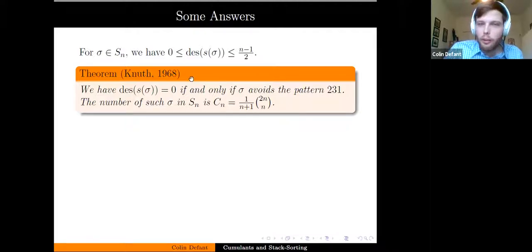And this theorem is really important, not only because it was sort of the first start of stack sorting, but also because it was the first impetus for people to study permutation patterns, which is now a huge area of research. And also because it was the first time that someone used what's now called the kernel method, which is a really useful tool in analytic combinatorics.